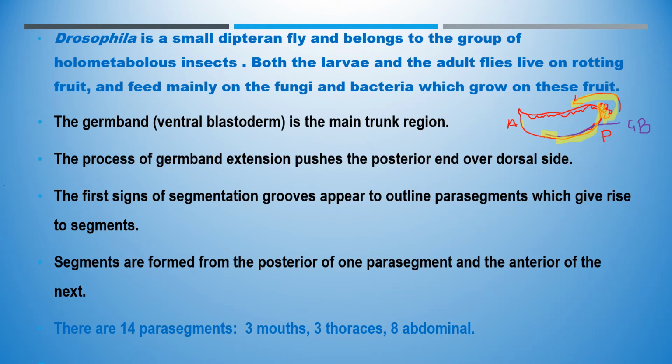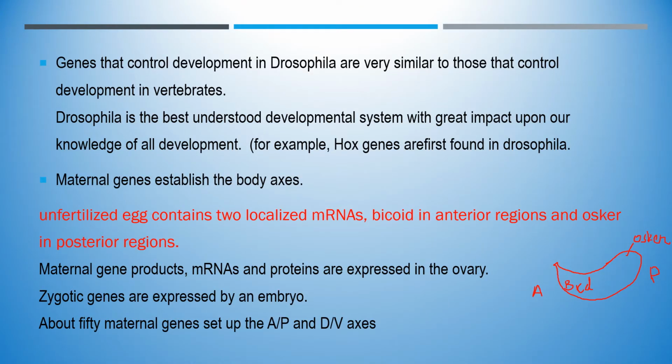There are 14 segments in case of Drosophila. Three form the mouth region, three are thoracic, and eight are abdominal. However, each segment forms specific organs. The genes that control development in Drosophila are very similar to those that control development in the vertebrates. Hence, this fruit fly is very important genetically to understand the development in higher vertebrates also. So, Drosophila is the best example for studying development.